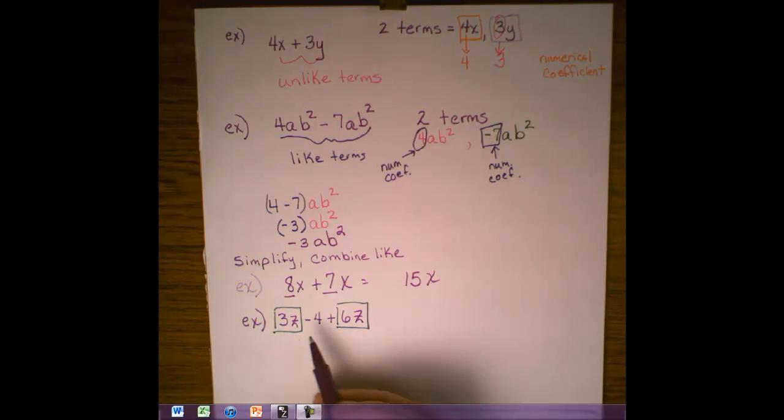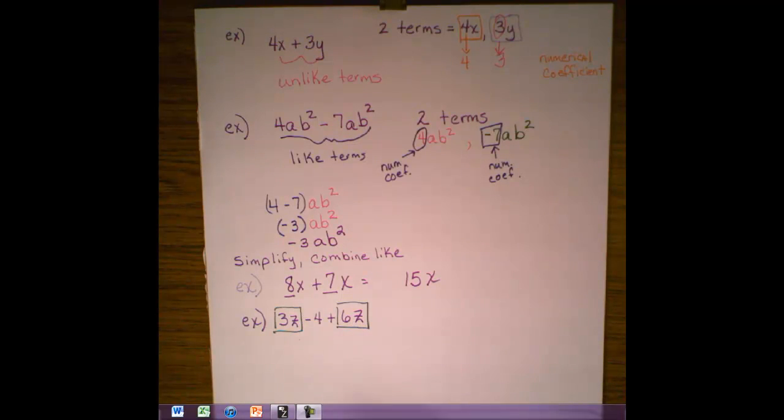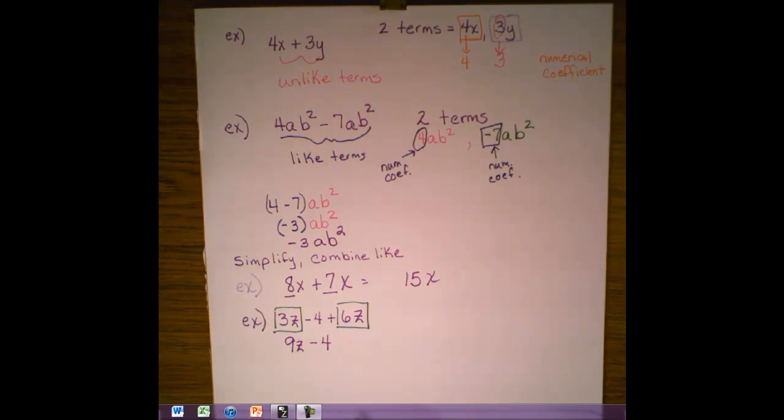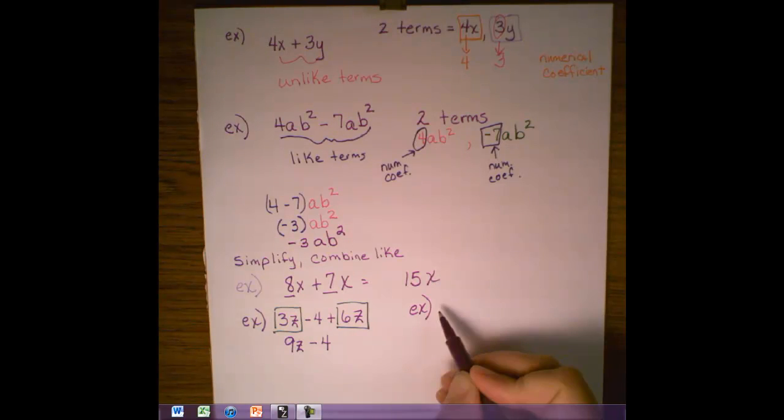And so we have a 3 plus 6. And that's like saying I have 3 of these and 6 of these. So I have a total of what? I have a total of 9 of the z's. Notice that the variable does not change. And then we bring down the minus 4.